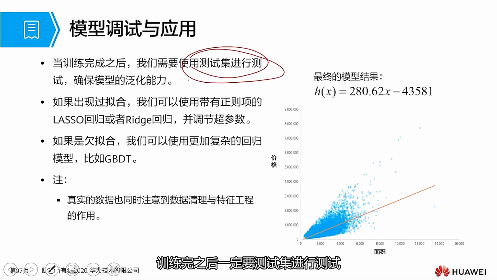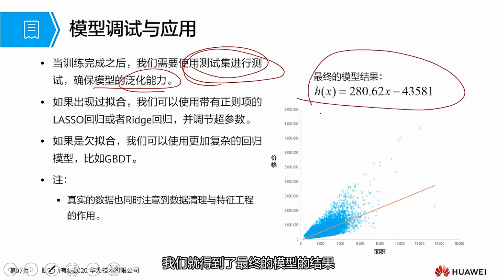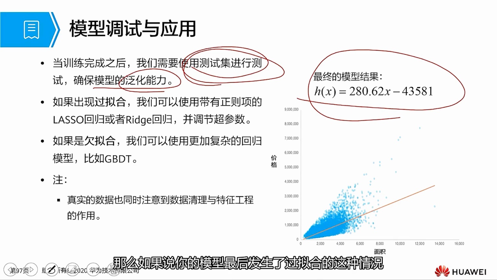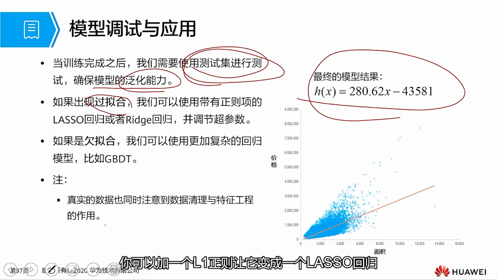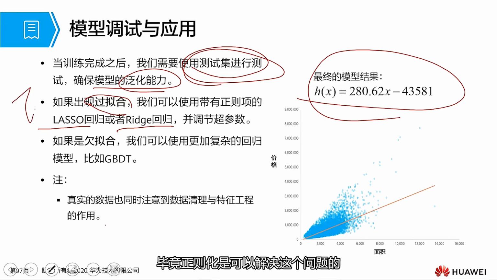This is very important. Like the housing price dataset we just discussed, here we have obtained the final result of the model. Here on the right, we list the formula. So, if we talk about your model, finally you can see the occurrence of overfitting in this case. You can add an L1 regularization, turn it into a lasso regression, or L2 regularization becomes a ridge regression. Resolve this overfitting issue. After all, regularization can solve this problem.